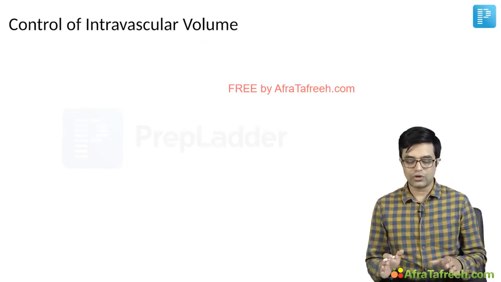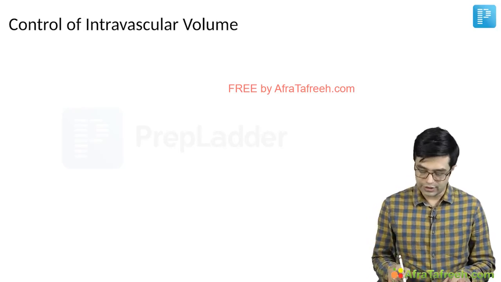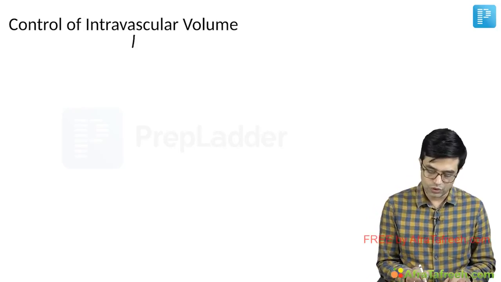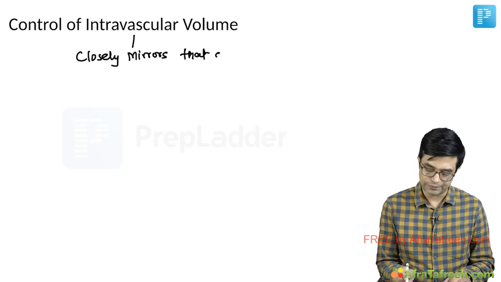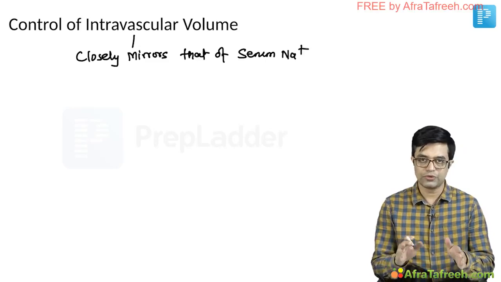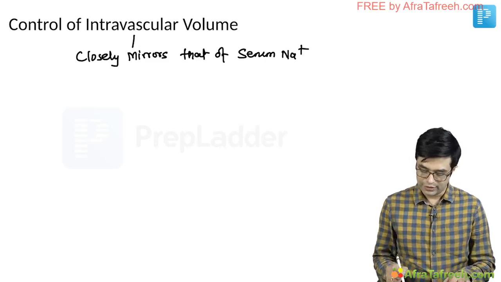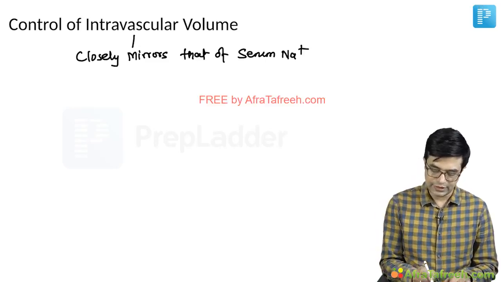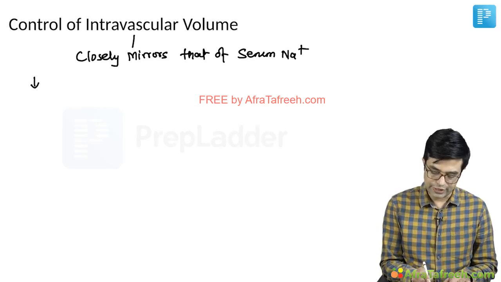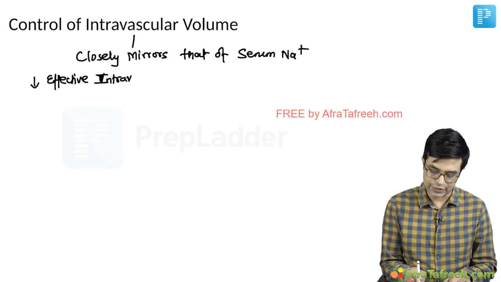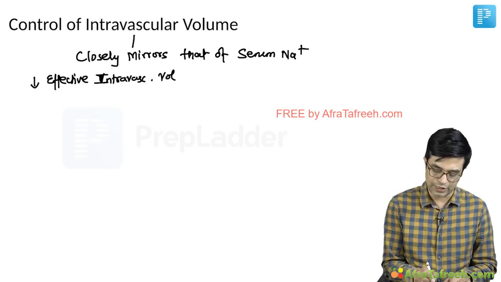So how is the control of intravascular volume actually done? Control of intravascular volume closely mirrors that of serum sodium. So serum sodium and intravascular volume usually go hand in hand. Imagine a scenario where there is a reduction in the effective intravascular volume. If it reduces, what will happen?